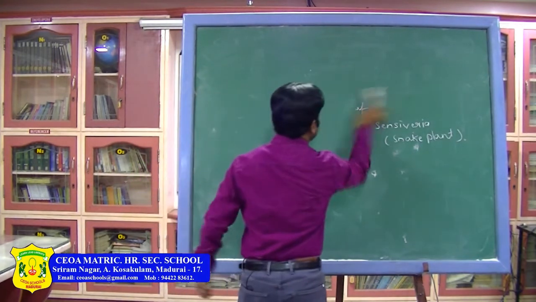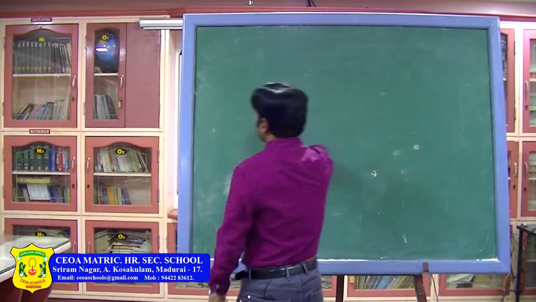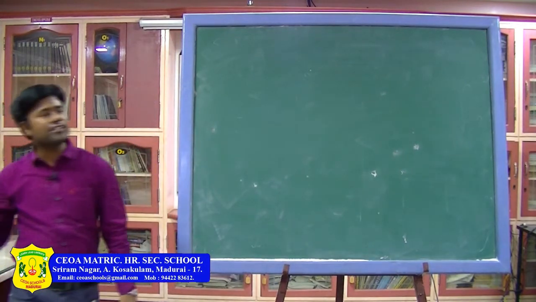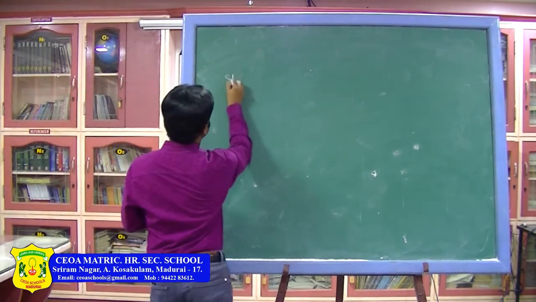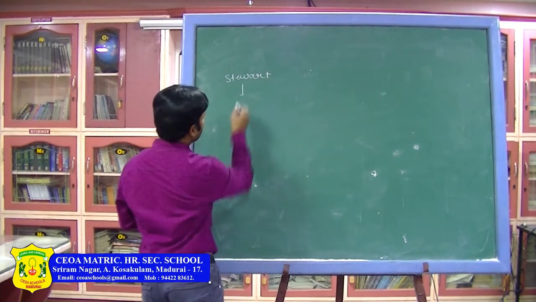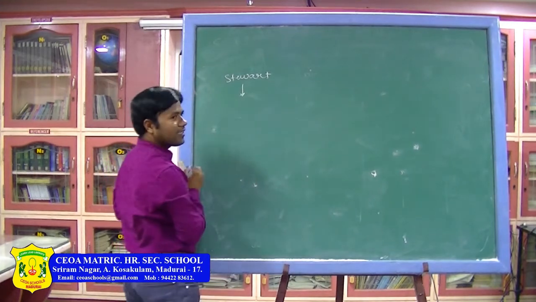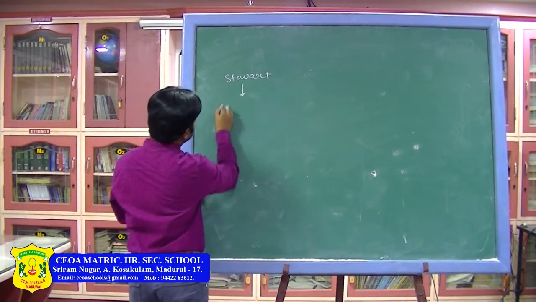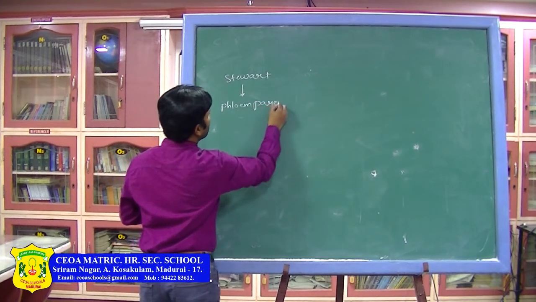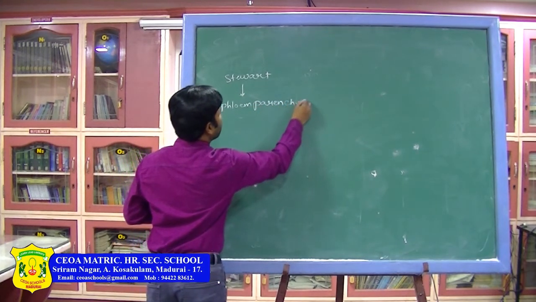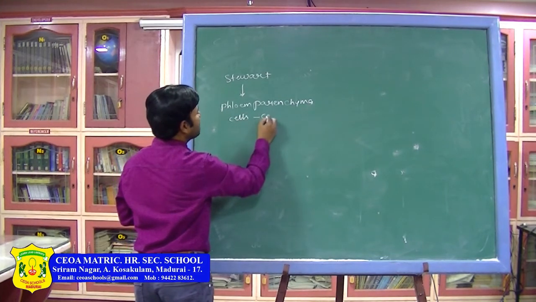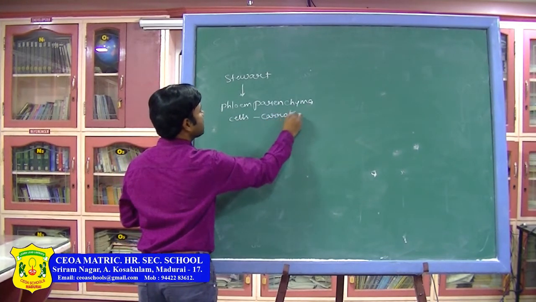The name of the scientist is Stewart. He is a professor. He has taken the cells of the carrot, especially phloem parenchyma. What cells has he taken? Phloem parenchyma cells. From which plant? That is a carrot.